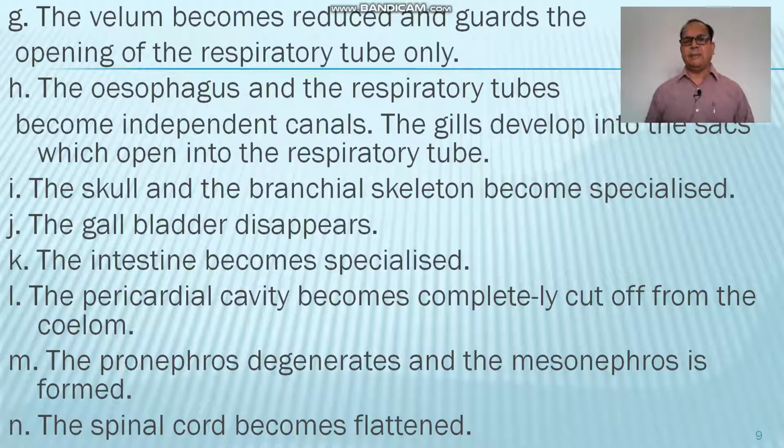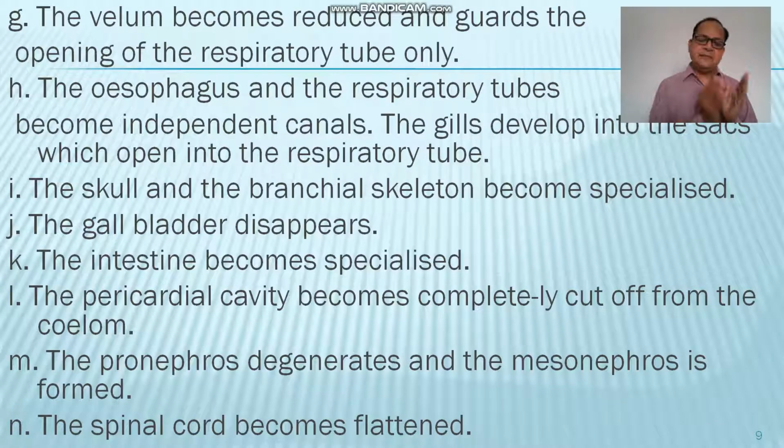The skull and branchial skeleton become specialized. The gallbladder, which is present in the larval form, disappears in the adult form. The intestine becomes specialized. The pericardial cavity becomes completely cut off from the coelom and surrounds the heart only. The pronephros degenerates into the mesonephros form.